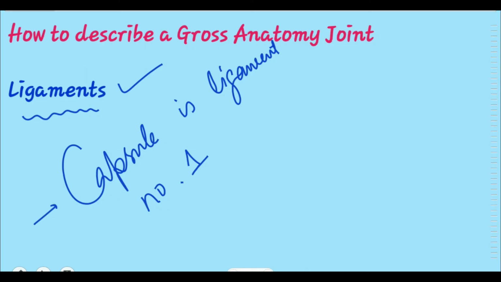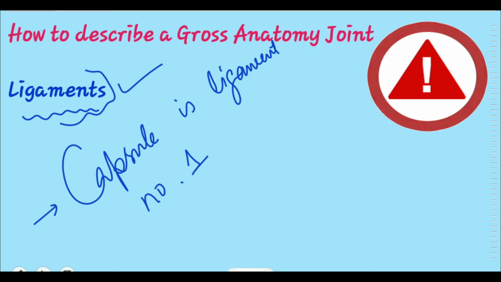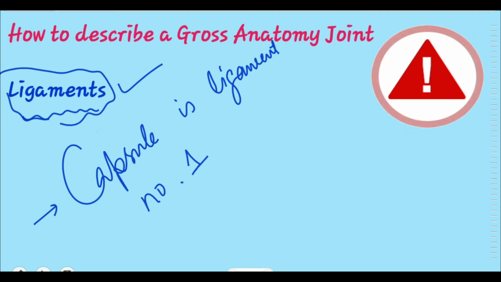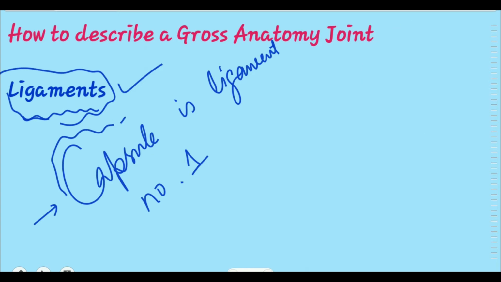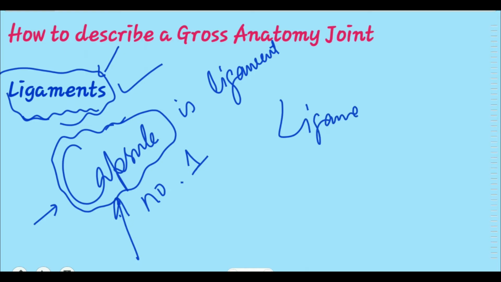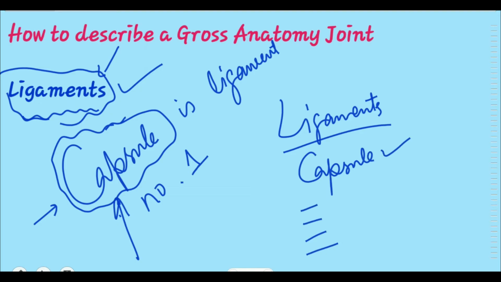Why did I ask you to write down that capsule is ligament number 1? Because when you are asked to write a note on the ligaments of a joint, you have to mention the capsule first. It's not necessary that the examiner asks you to write a note on the capsule and ligaments. It's enough for the examiner to ask about the ligaments. If his question is about the ligaments of a synovial joint, you will first give the heading of capsule, because capsule is ligament number 1. Then come the other ligaments.